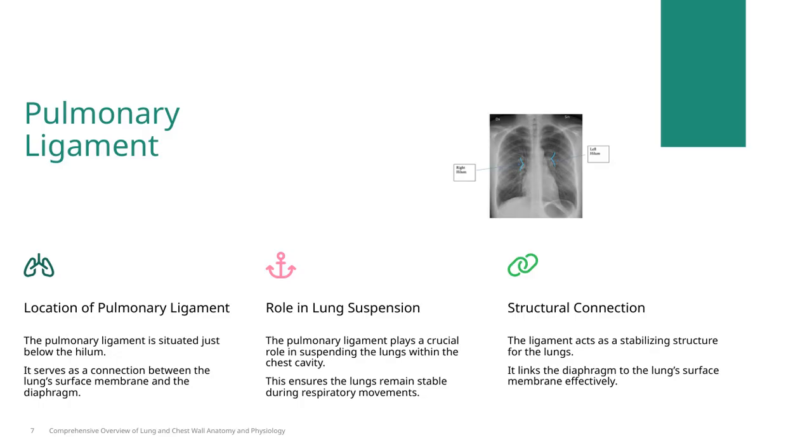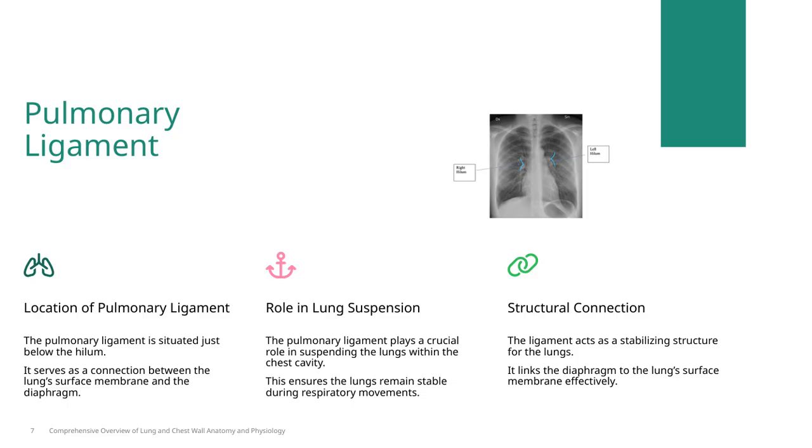Now, let's explore the role of the pulmonary ligament in lung suspension. This ligament is essential because it helps suspend the lungs within the chest cavity. Essentially, it acts like a supportive strap, ensuring that the lungs stay stable during the various respiratory movements we make. Without this stability, the lungs could shift or become displaced as we breathe.